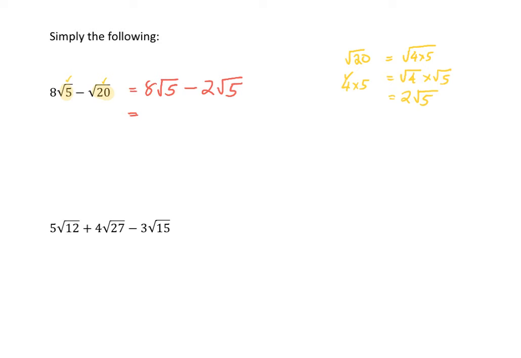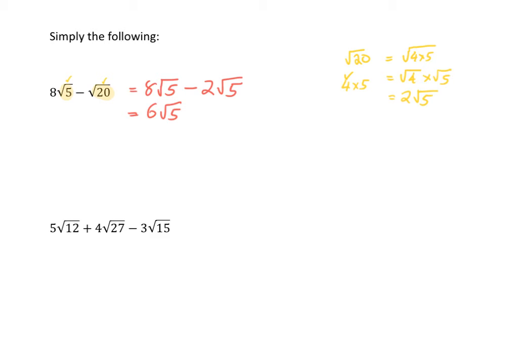And so subtracting my numbers in front of my like surds, 8 minus 2 is 6. So the answer is going to be 6 times the square root of 5. Now having a look at my last example, 5 times the square root of 12 plus 4 times the square root of 27, subtract 3 times the square root of 15.